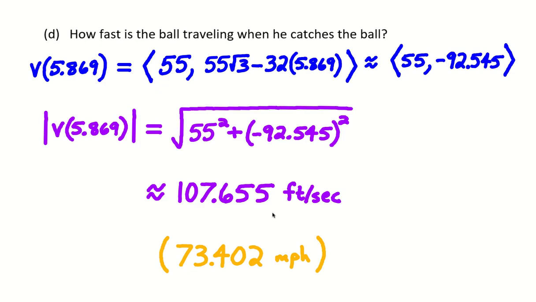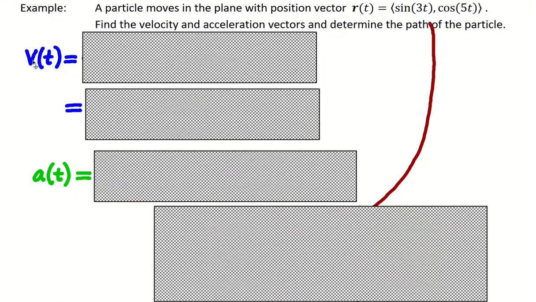Maybe this should just give you an idea, because people drive cars, I guess you have more of an idea of what miles per hour is all about. But the answer is 107.655 feet per second. So yeah, velocity is blue, people.